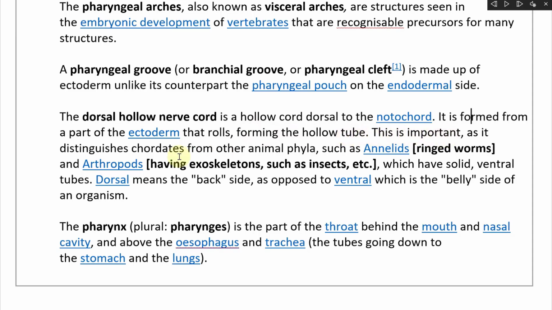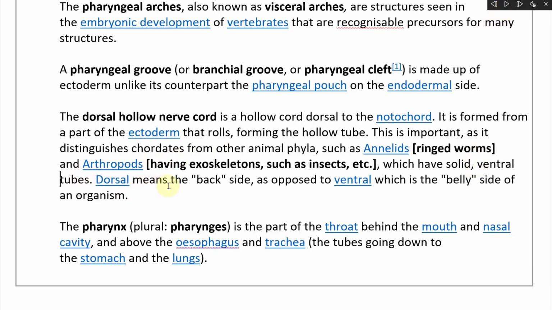This is important as it distinguishes chordates from other animal phyla such as annelids, which are ringworms, etc. And arthropods. These ones have exoskeletons, such as insects, crabs, etc. Crustaceans, which have solid ventral nerve cords. See this one here.